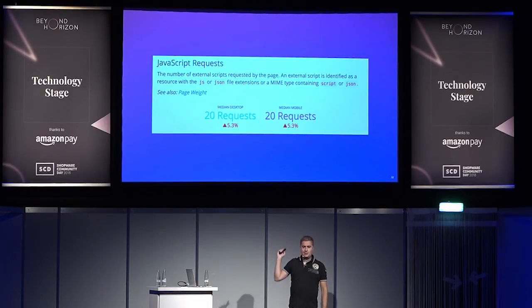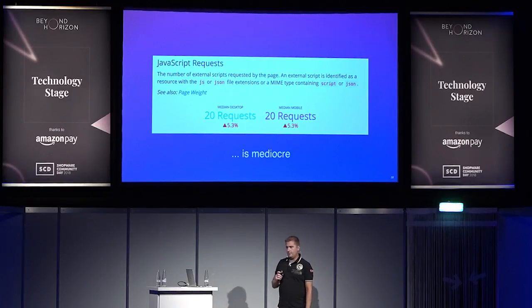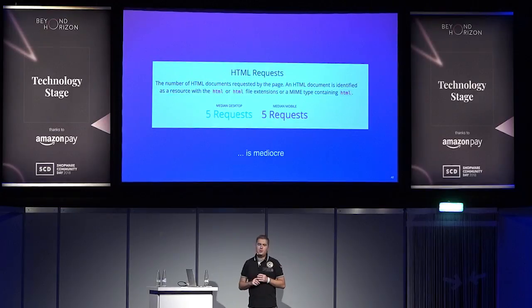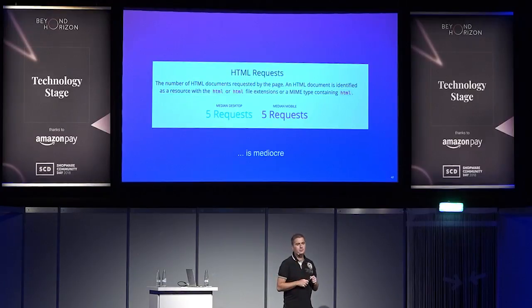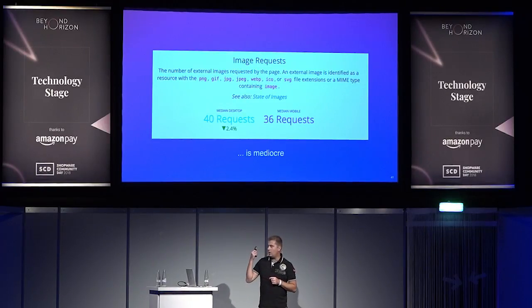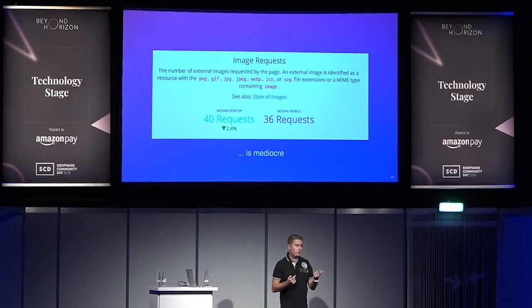If you end up with these numbers, then you will be mediocre. If you want to be better than the rest, then these numbers are already too high and you have to stay below them. This is JavaScript. This is CSS requests. This is HTML requests, which basically is AJAX calls, like the Shopping Worlds in Shopware. This is image requests. As you can see here on mobile, we have fewer image requests, which is good.